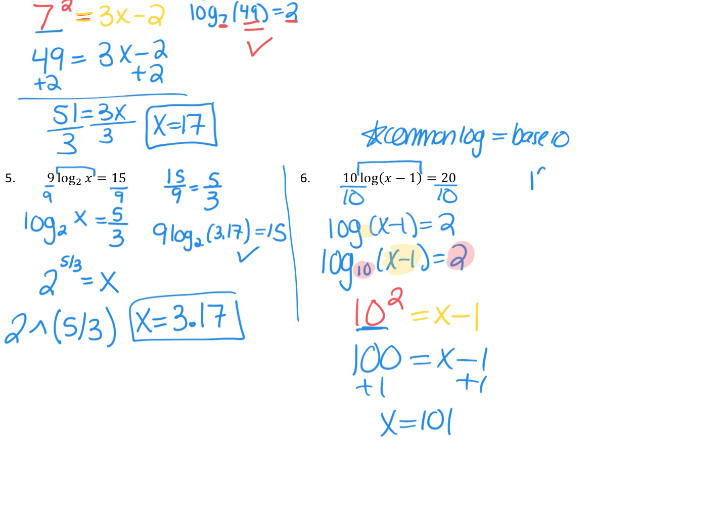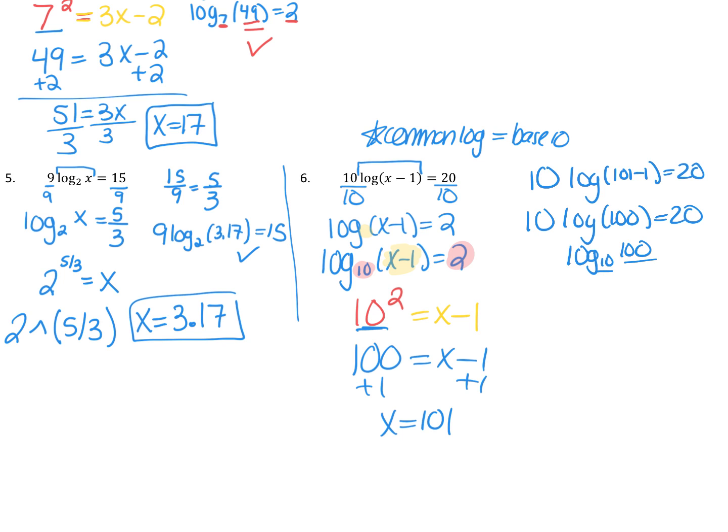Now to check this, I'm going to have 10 times the log of 101 minus 1. And so I'm going to have 10 times the log of 100. Well, again, the log of 100 is log base 10 of 100. So basically, 10 to what power is 100? So log base 10 of 100 is 2. And 10 times 2 would give me 20. So this is the correct solution.